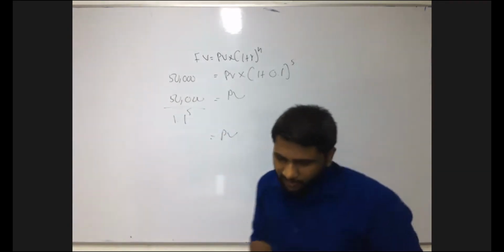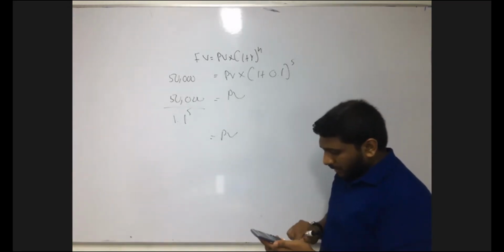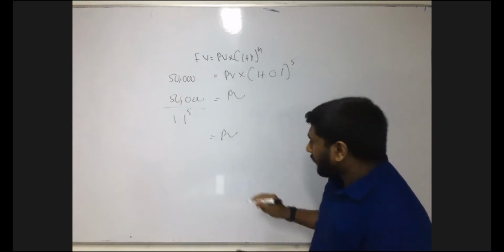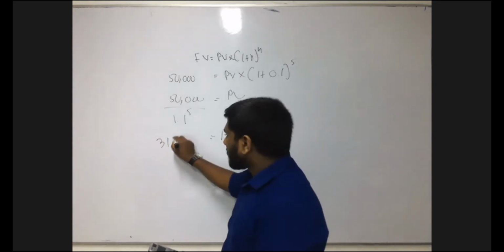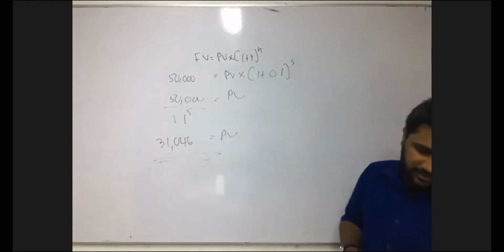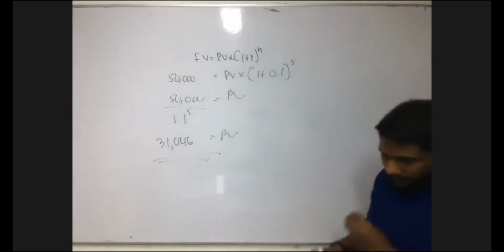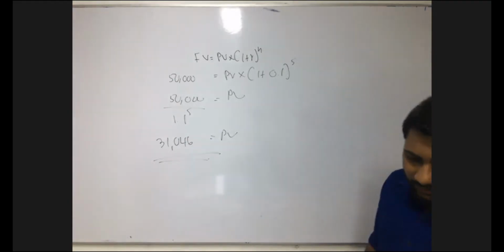Let me do the calculation. 50,000 divided by 1.1 to the power 5. You will get an answer of 31,046. Very simple question. You will write down the next question.